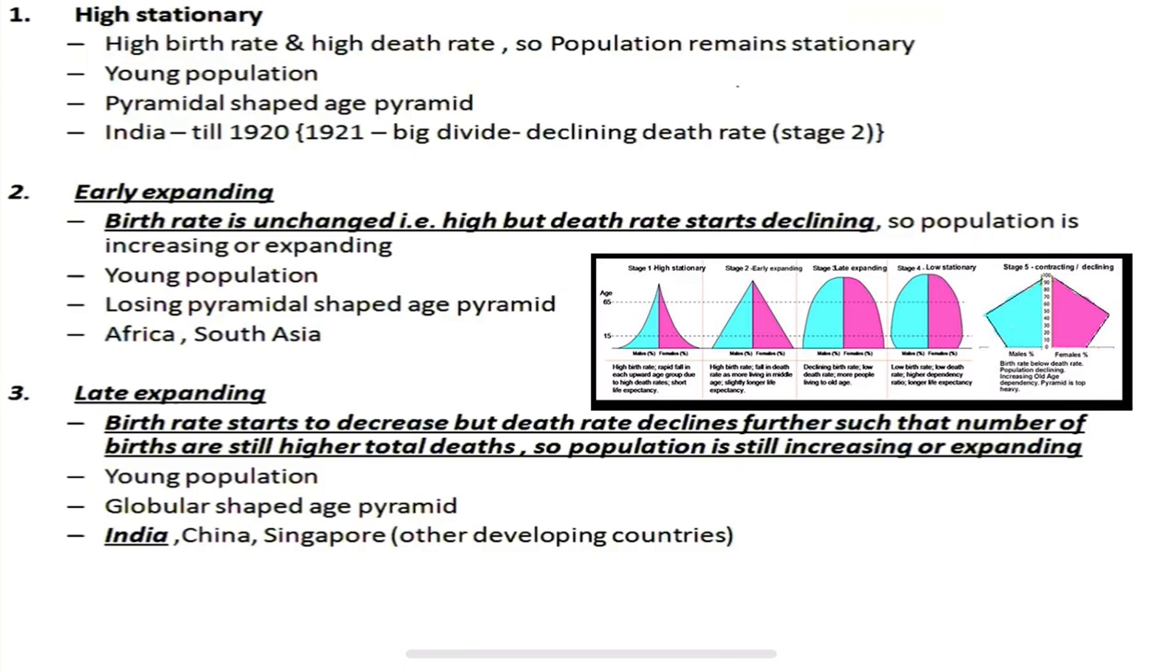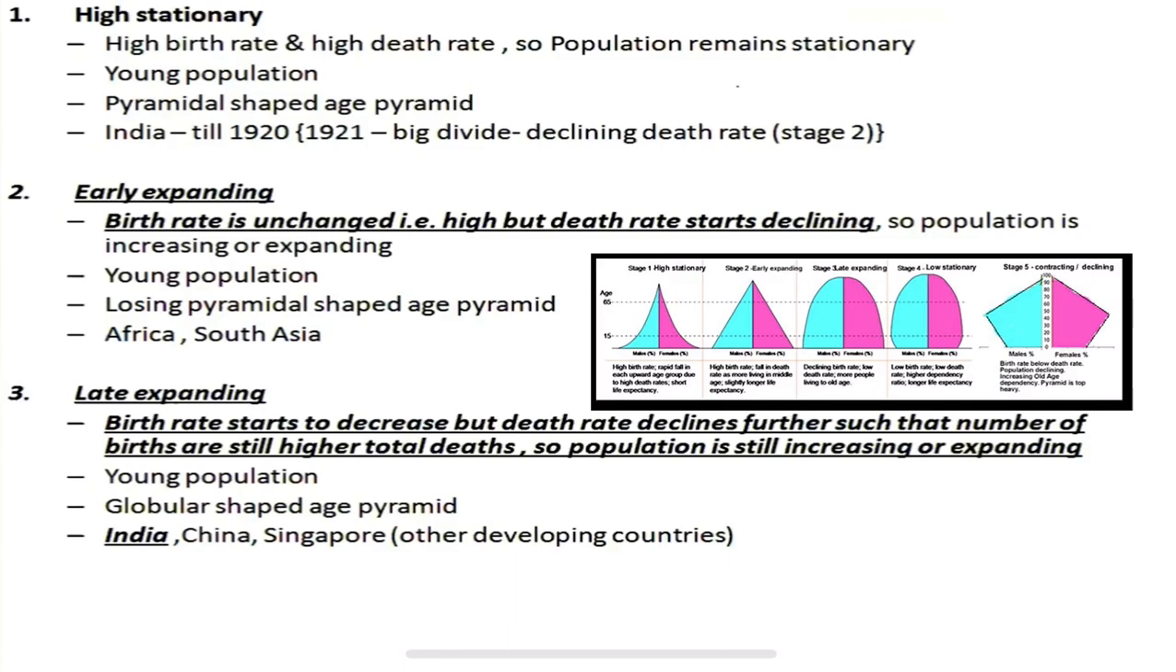So let us take an example here of 100 babies being born and 100 people dying. So the net increase in population is 0. So it is stationary. 100 were born, 100 died. So the increase is 0. The population remains stationary. Lots of young population is observed in a high stationary phase.